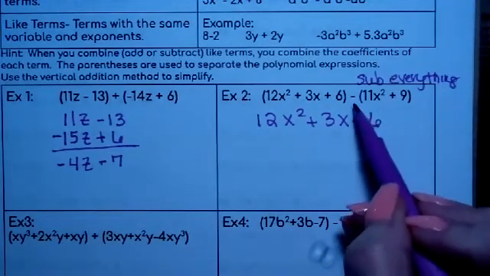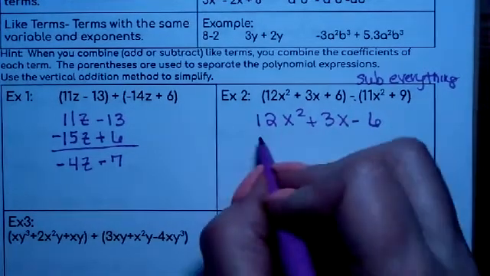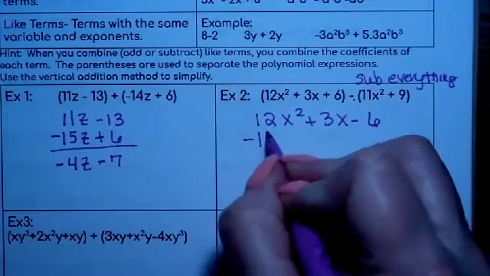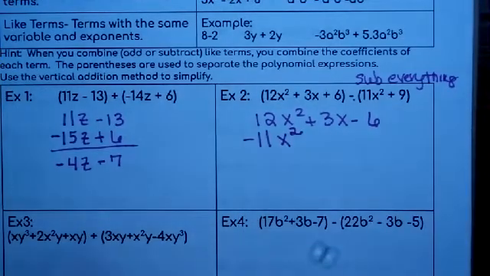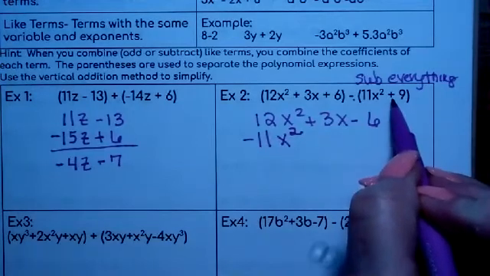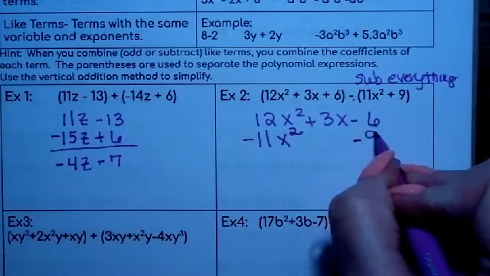Okay? So right here, I'm going to subtract the 11x squared. Now I'm going to make sure that I line it up under its like term. I also need to subtract this 9, which means I'm going to line it up right there.